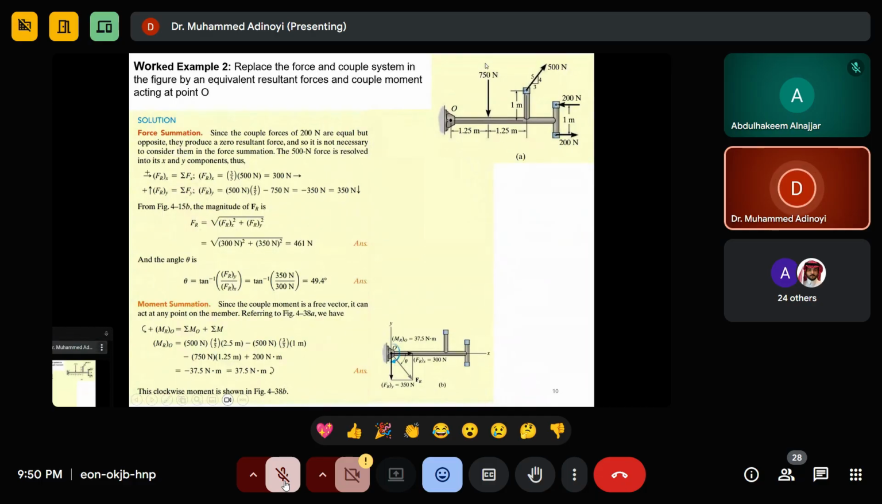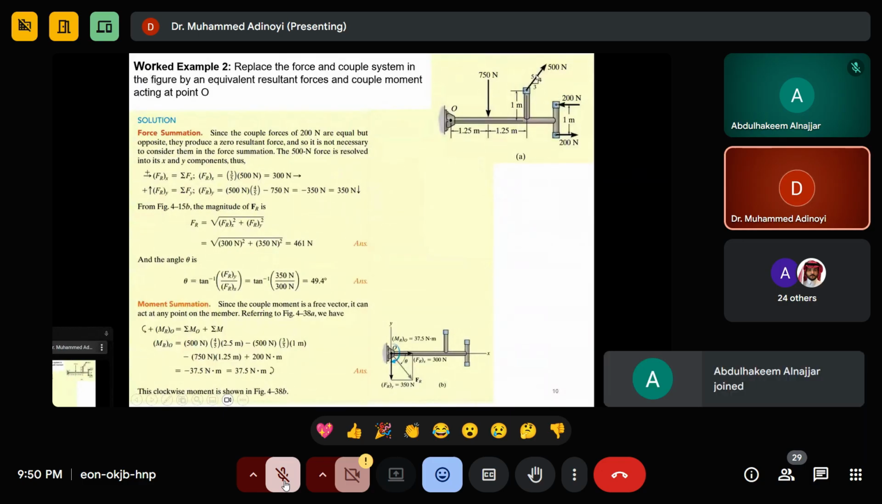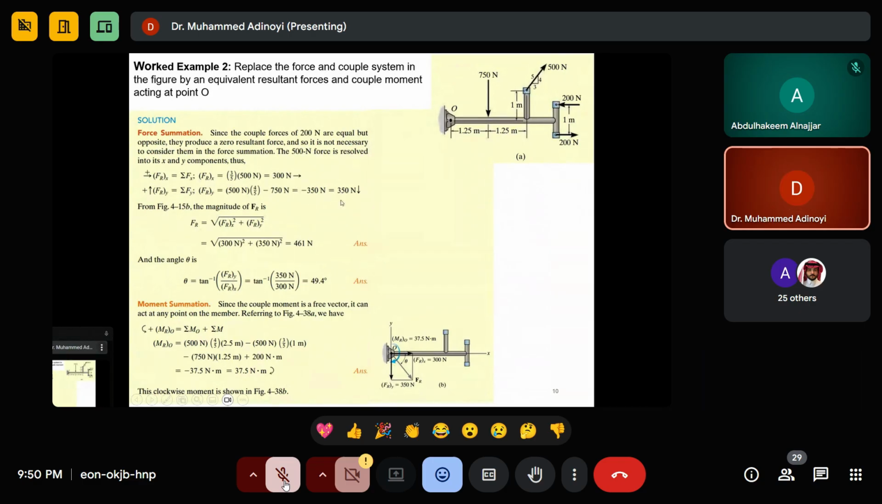For f of y, you're only going to have 750 and 500 multiplied by 4/5. So this one is going to be positive and this guy is going to be negative. And it equals 0. So, excuse me. If this is in equilibrium, so this guy minus this guy, the total sum of the forces in the y is going to be 350 Newton.